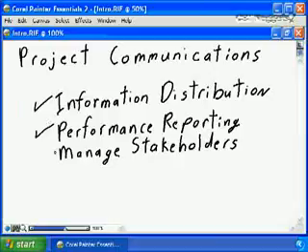And most importantly, the new addition to the PMBOK guide is managing of stakeholders, making sure that the project stakeholders are getting the information that they want, that they are happy with the project, and they're happy with the way you are providing information to them, and that in fact you are effectively deploying the communications plan that meets their requirements.